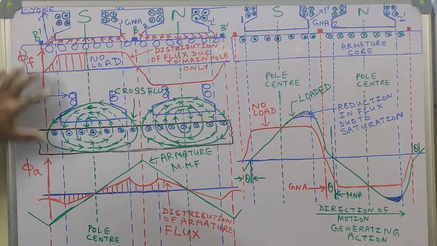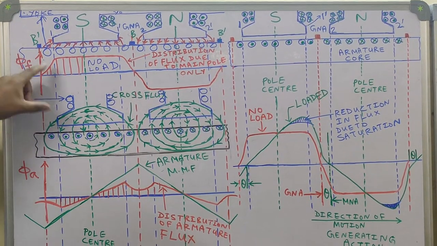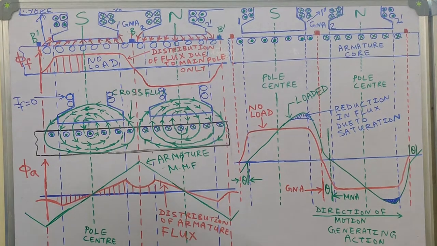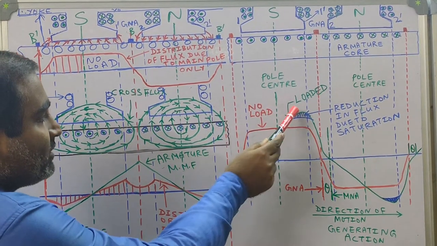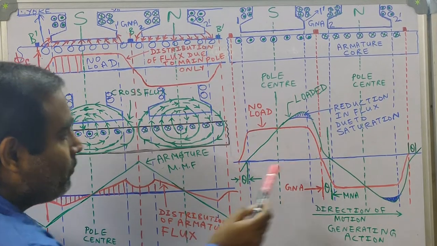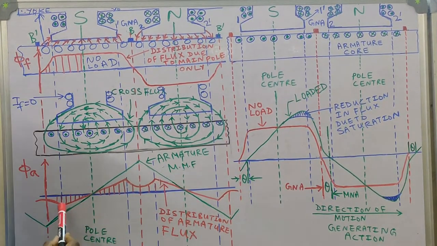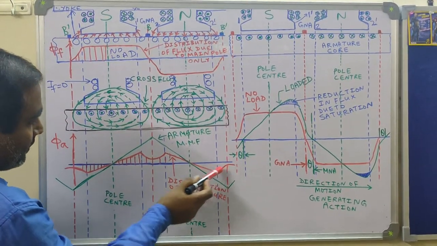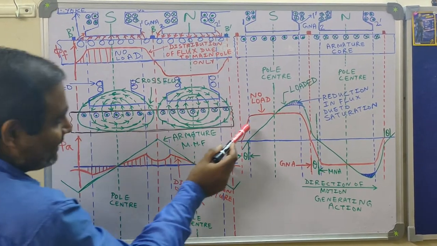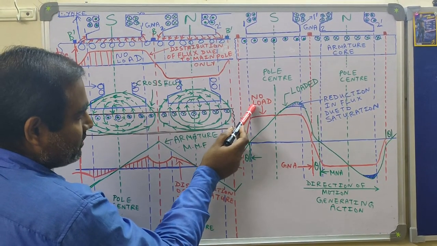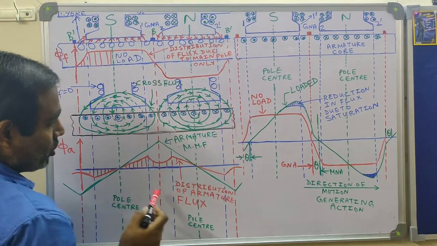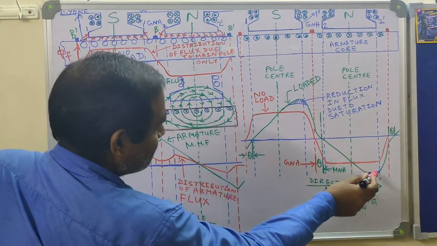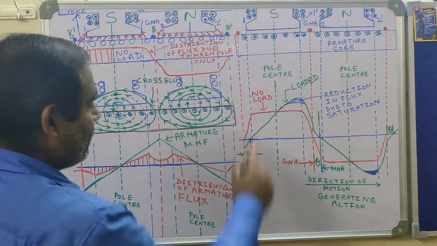Now you just add ordinate by ordinate, or the y axis value, then you get this green colored waveform. This green colored waveform, which is written as loaded, is nothing but the superposition of the field flux waveform and the armature flux waveform. Here we have the armature flux waveform given by this red color. This is the distribution of armature flux and this is the distribution of field flux, which of course is there at no load condition. So we are adding the ordinates of this and this, and getting the resultant flux distribution in the air gap periphery at loaded condition.